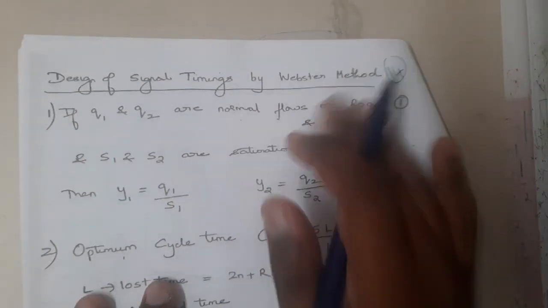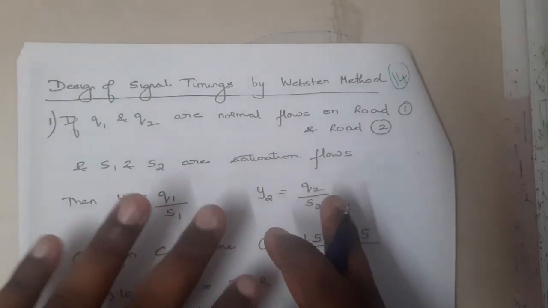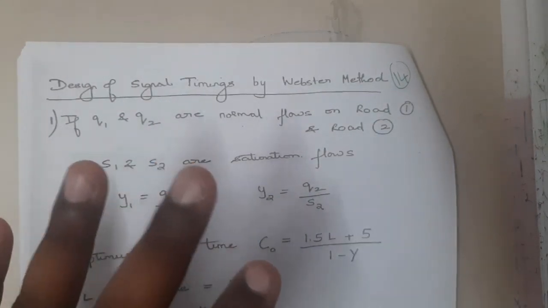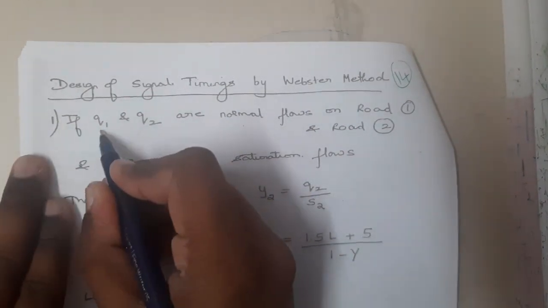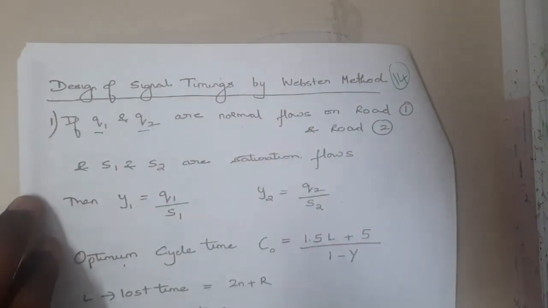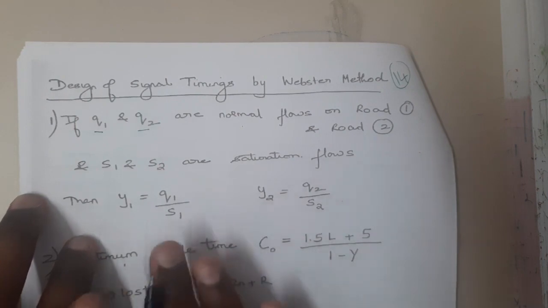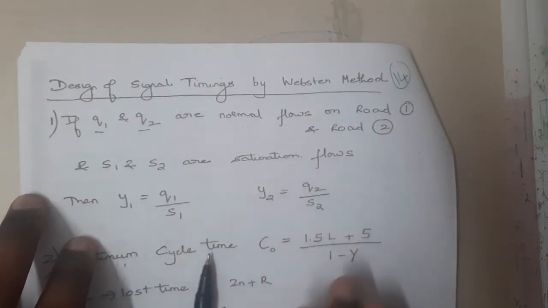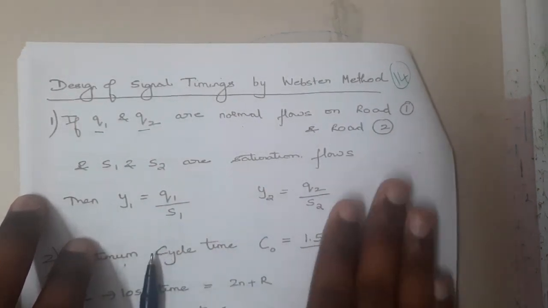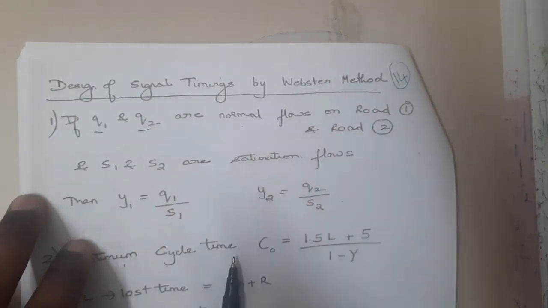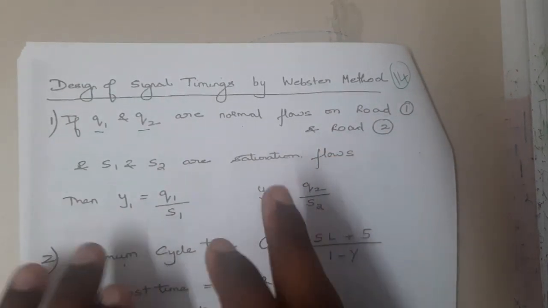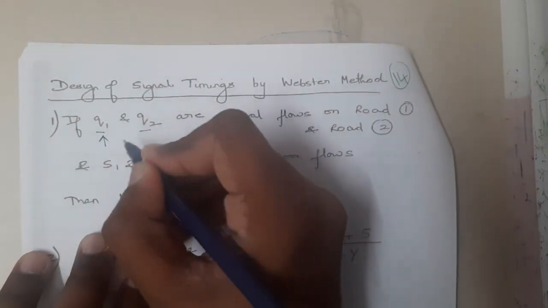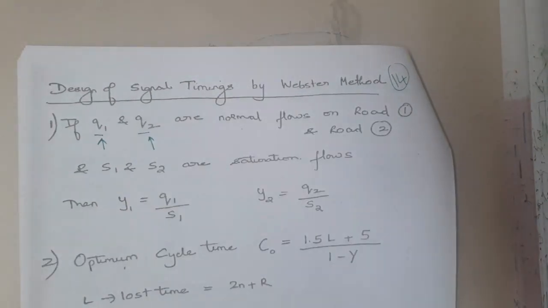Initially, we will be given four values, guys. In simple words, you'll be given four values, and those are mandatory to be given. The first is Q1 and Q2. Q1 and Q2 are the normal flow on the road: how many vehicles will be traveling per hour, per year or per month, in a normal situation, when the traffic lights are working and everything is working. That is Q1 with respect to road 1 and Q2 with respect to road 2.